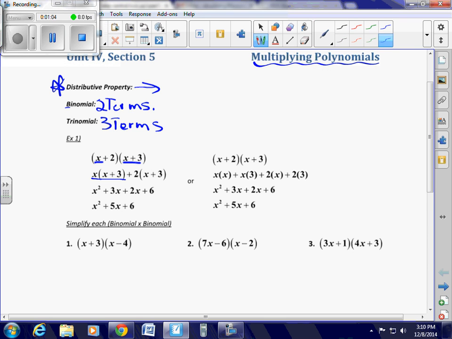And then if that x weren't there, let's take it out for a second. Wouldn't you be taking 2 times x plus 3? And that's what we're doing here. And using the distributive property, we'd have x times x, x squared, x times 3, 3x. 2 times x is 2x, and 2 times 3 is 6. Note that these two middle terms are going to be able to be combined because they're like terms, and we get x squared plus 5x plus 6.